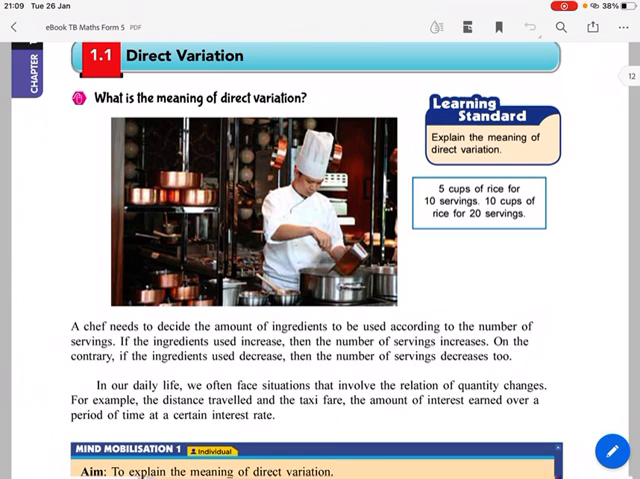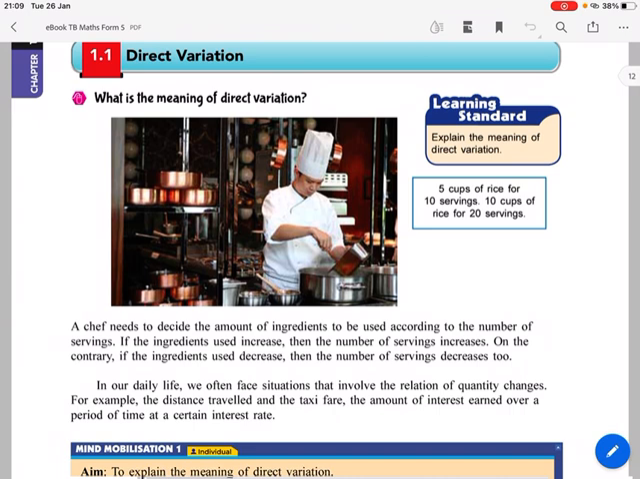Here is our first topic, which is variation. This topic has three subtopics. First is direct variation, second is inverse variation, and the last one is combined variation. For the first subtopic, direct variation, first we get to know the meaning of direct variation.